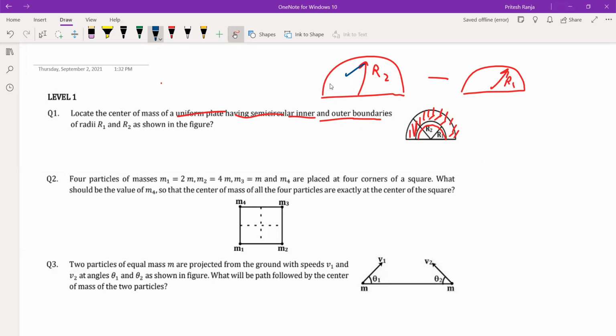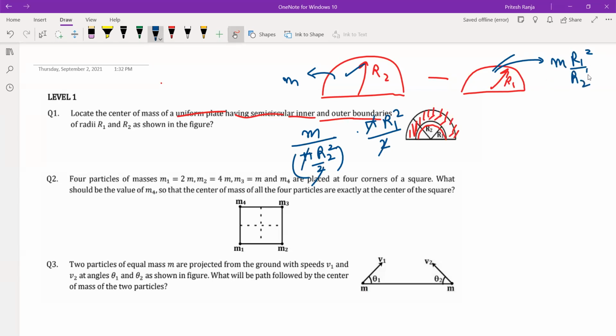So अगर हमने इस पूरे का मास माना m, right, तो इसका मास क्या होगा? For 1 unit area, mass will be m by pi r2 square by 2, correct? And then for this much area it will be pi r1 square by 2, right? So this will get cut, this will get cut, तो इसका मास क्या मिल रहा है? m into r1 square by r2 square. Is this understood to all guys? कैसे हमने मास निकाला यहाँ पर?